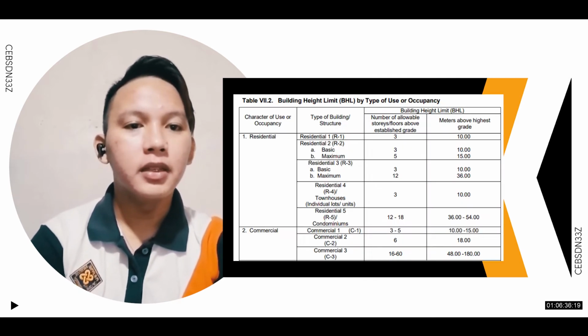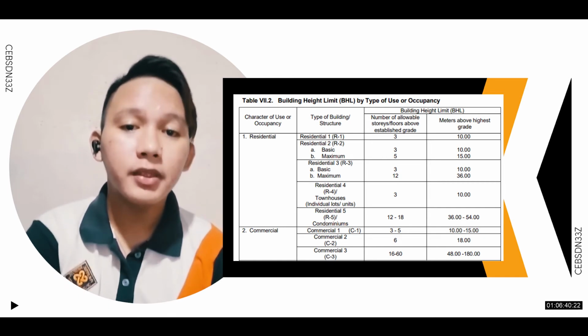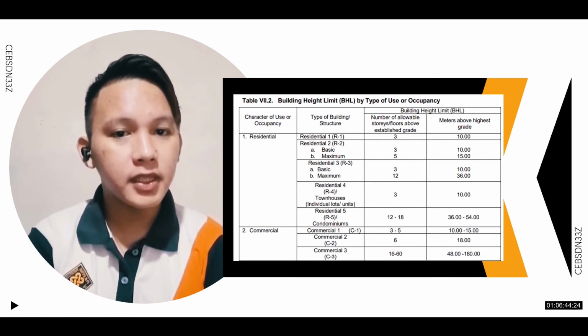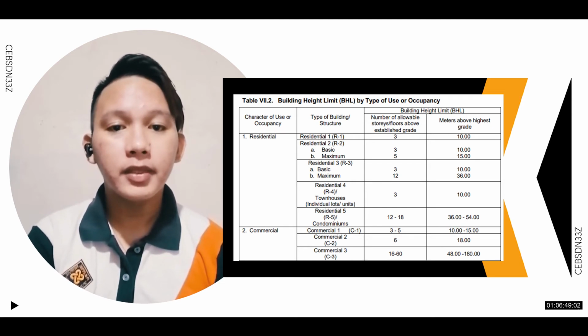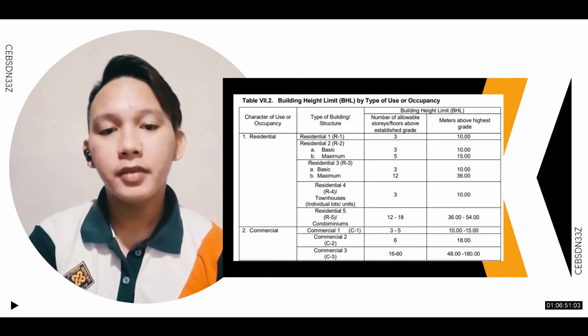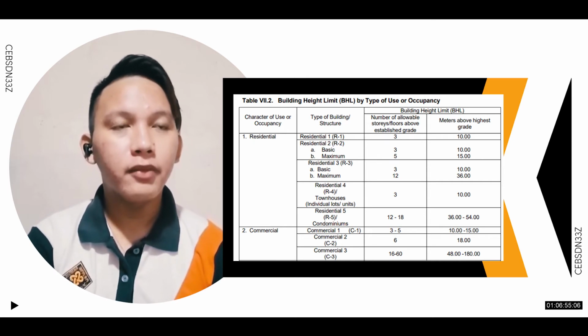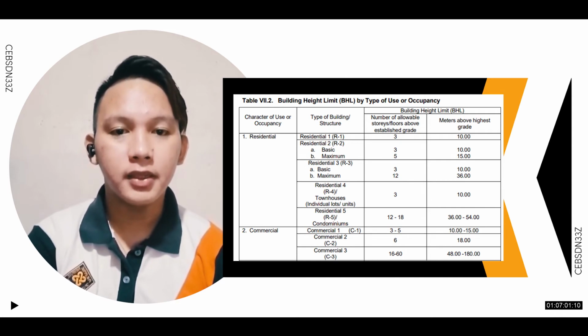Showing in the presentations is the tables of building height limits by type of use or occupancy under the Group B. The character of use or occupancies are residential and commercial. So the types of buildings are residentials and commercials, and they have building height limits, the number of allowable stories or floors above established grades and the meters above highest grade.